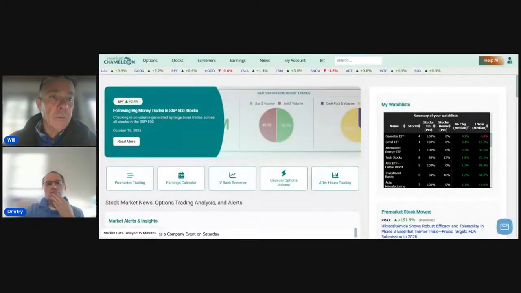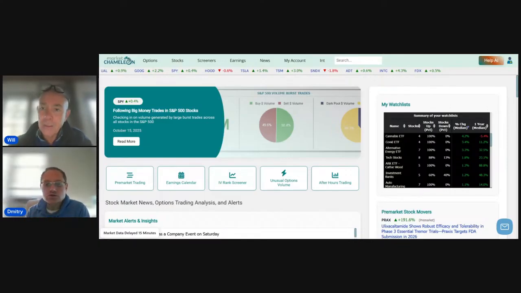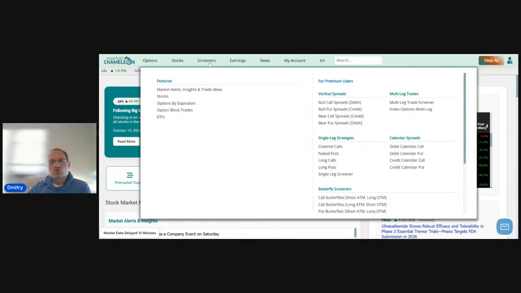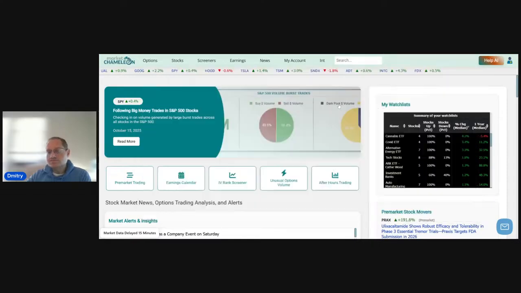Good morning, everyone. Chameleon landing page. And I think what we'll do today is look at a call spread screener, just to change it up a little bit because we're looking at the put spread screeners. First, let me navigate to it. Up top, where you see screeners on the main menu, let's go over here to vertical spreads, and we'll do bull call spreads.